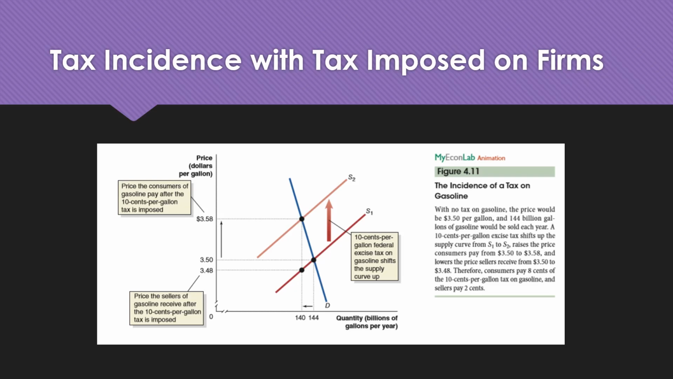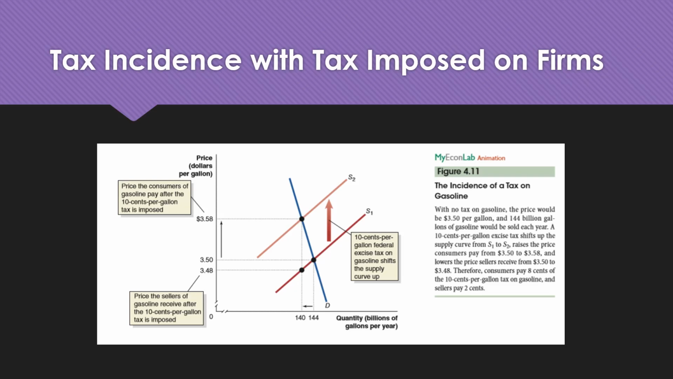The demand curve is going to remain the same, but the supply curve is going to shift up. So now we have a new equilibrium. Originally it was at $3.50 per gallon, but now it's at $3.58 per gallon. However, the actual amount that the firm is going to receive for that gas is not $3.58, but $3.48. The reason is that after that new equilibrium was determined, they also have to take 10 cents off the top and pass it to the government.